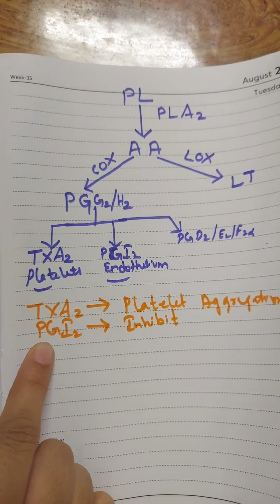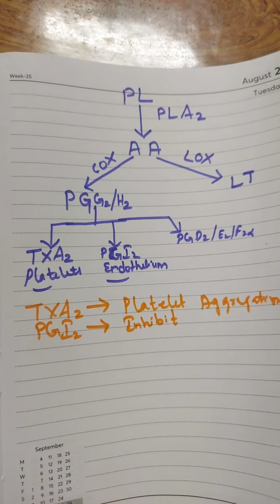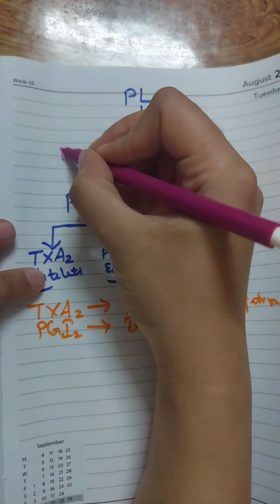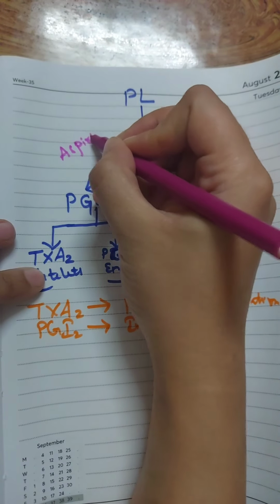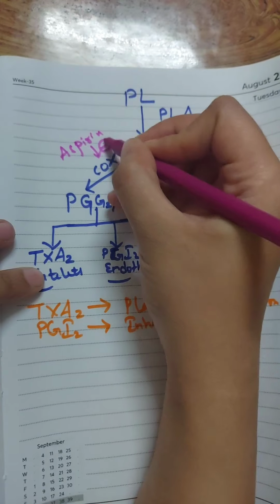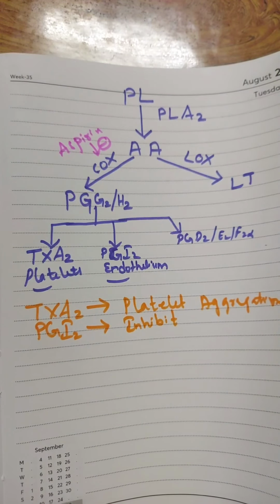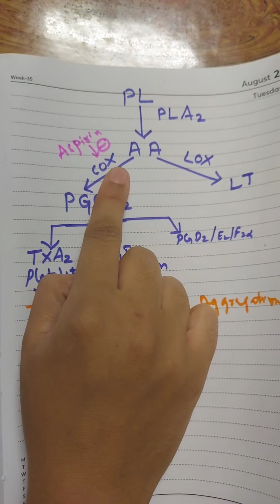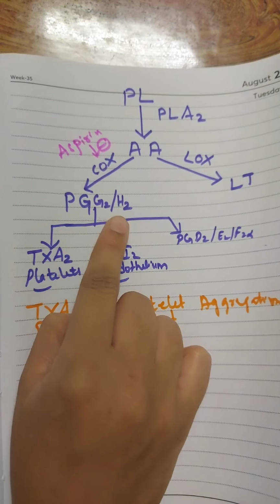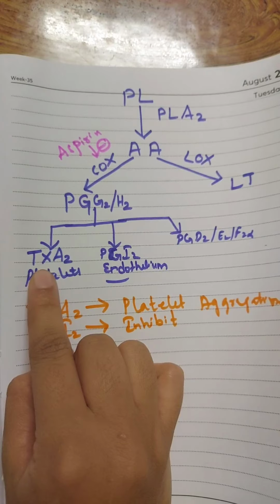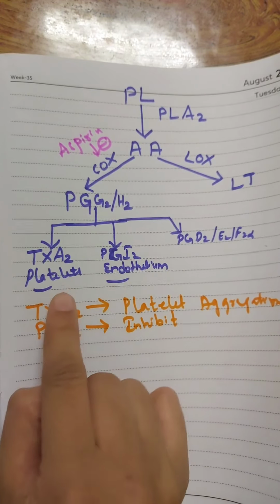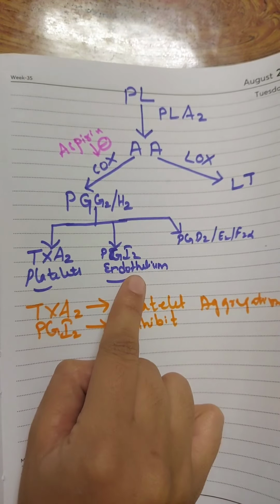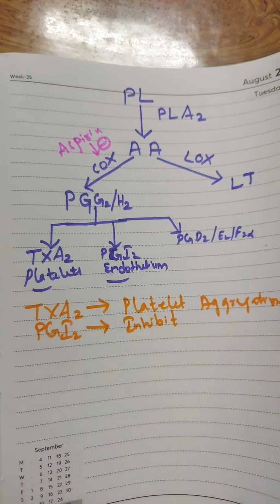Now what we are talking about is the drug aspirin. Now what will this aspirin do? Aspirin will inhibit the COX enzyme. Okay, it is an irreversible COX enzyme inhibitor. When this COX enzyme is inhibited, it means there won't be formation of PGG2, there won't be thromboxane A2, and there won't be PGI2. It means neither aggregation nor inhibition of aggregation will be taking place.